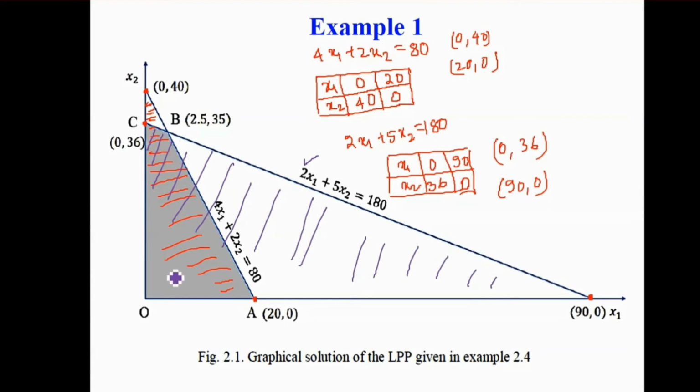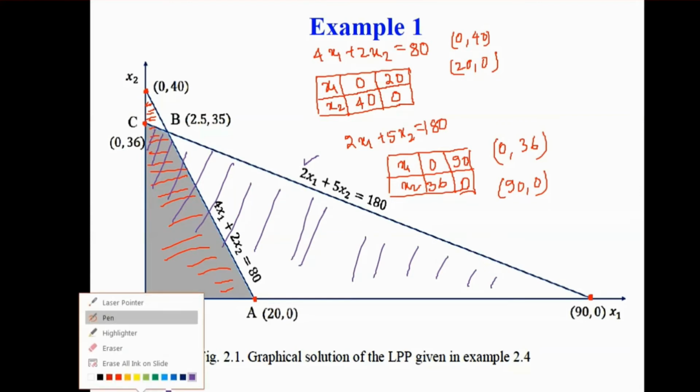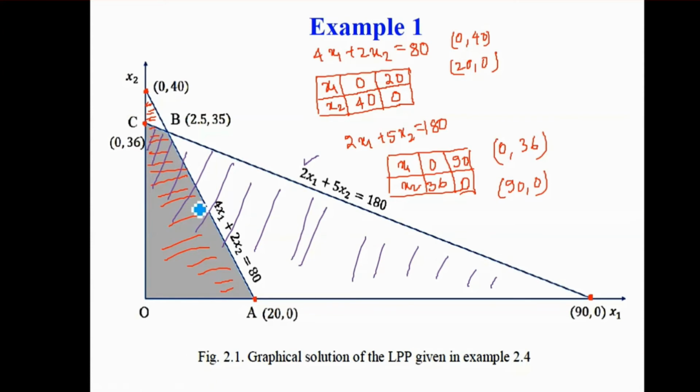Now what we have to take? We have to take the intersection of these regions. So the intersection of these regions is this. This is the intersection region, that means OABC. This is the intersection region that we have.